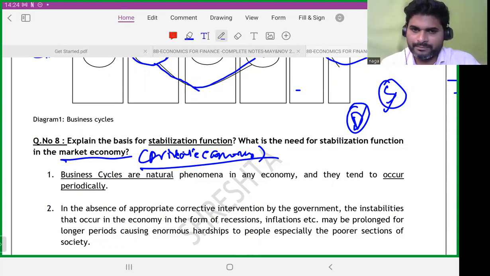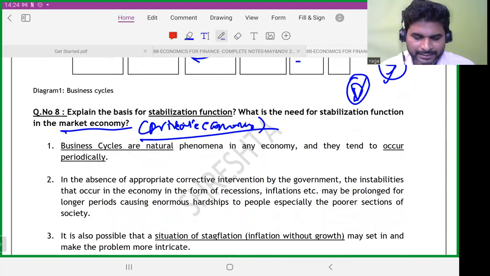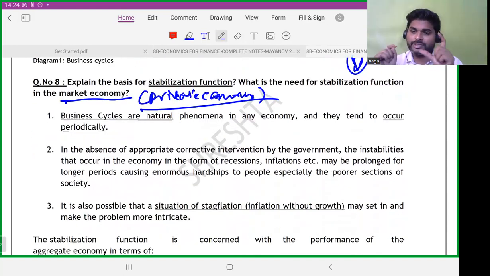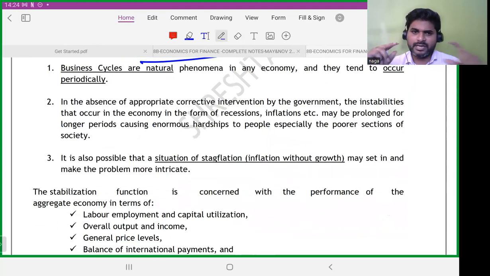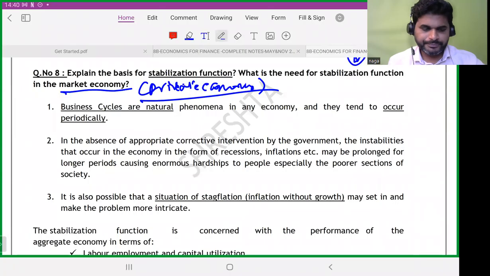In an economy, business cycles, as I mentioned, are a natural phenomenon. They tend to occur periodically, though you cannot say for how long. Sometimes 3 years, sometimes 5 years, sometimes 4 years, like that it functions. Business cycles are a natural phenomenon in an economy, and they tend to occur periodically, as I mentioned, 3 to 5 years. Sometimes it may take even more than 5 years.